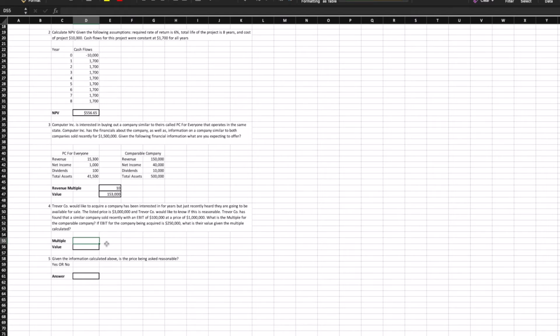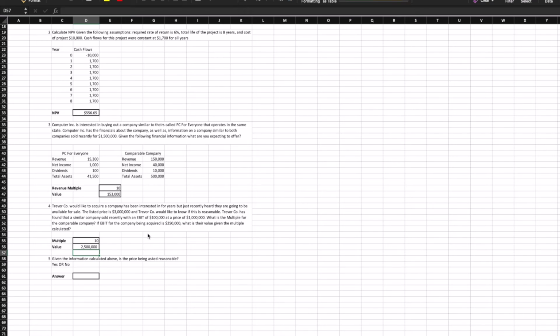We would go ahead and figure out that we need to take the value of the firm, the 1 million, divided by our base, which is EBIT, which is 100,000. And then, like we did with the last problem, we have to go ahead and multiply this. So we come up with 10 again. If we take this 10 times multiple and multiply it by the EBIT of the company that we plan to take on, we come up with 2.5 million.